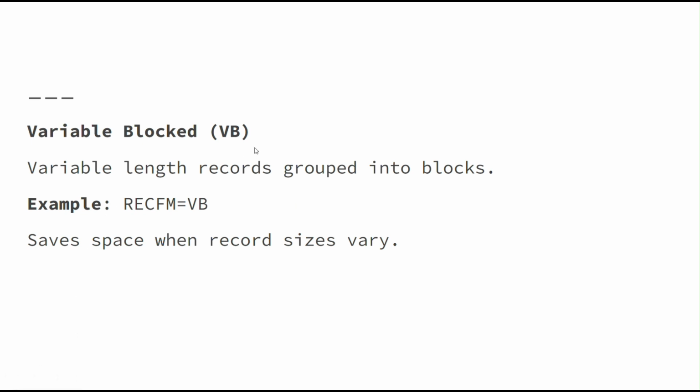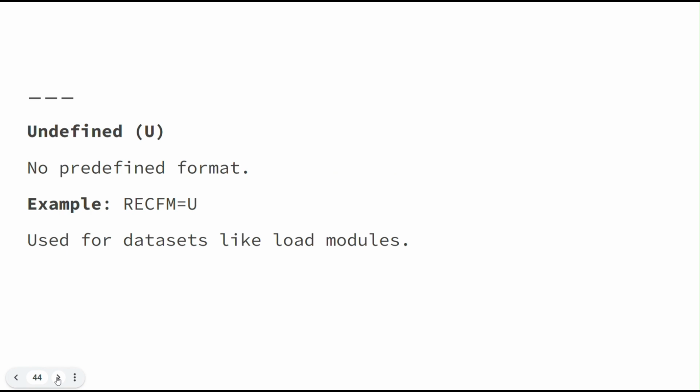Okay, VB, which means variable blocked. Variable length records are grouped into blocks. While using JCL, if we want VB, we need to denote it as RECFM equals VB. This saves space when record size varies. U means undefined, no predefined format. Basically, it is used for BSAM datasets, and for datasets like load modules and transaction information also.